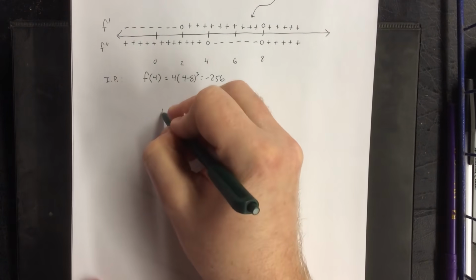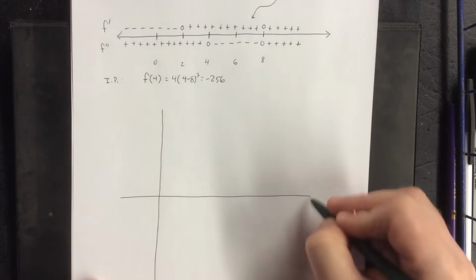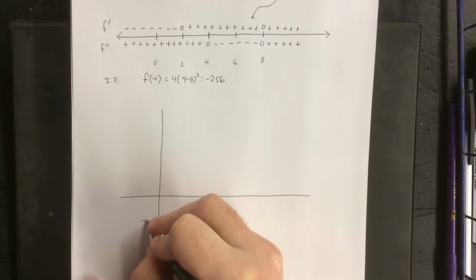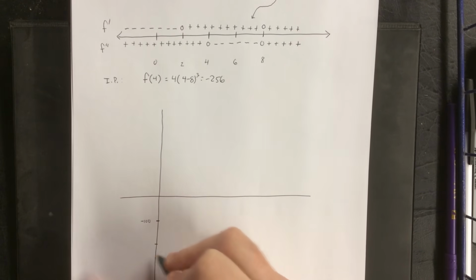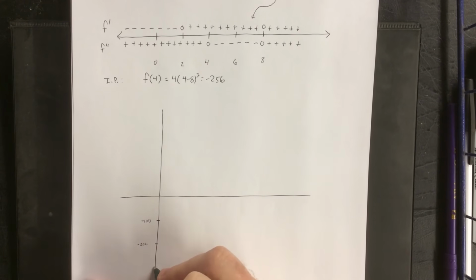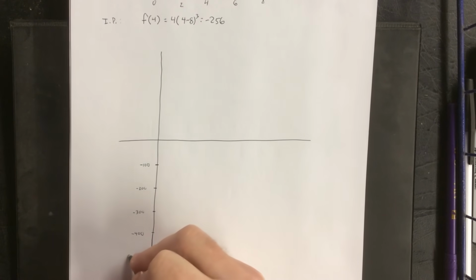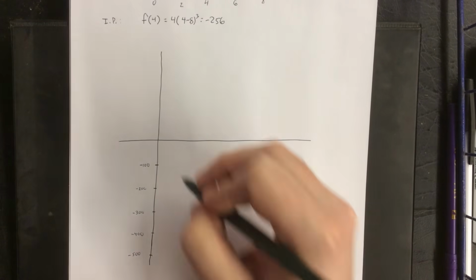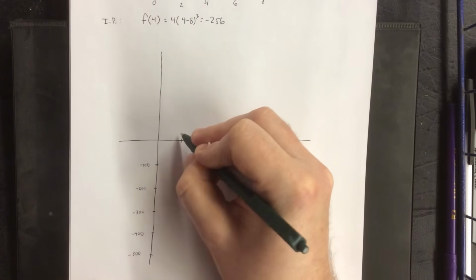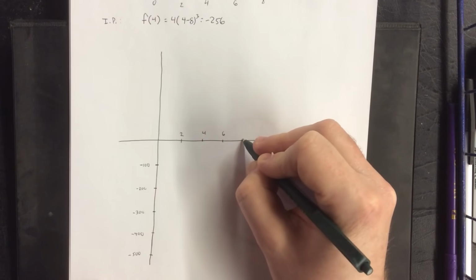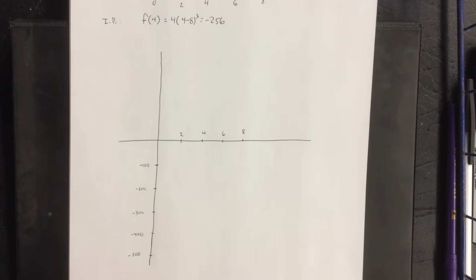So I'm going to take all of this relevant information and see if I can turn it into an actual graph. My y-scale, I'm going to go by hundreds at a time. So 100, negative 200, negative 300, negative 400, and a little more. We'll make sure it goes all the way down to negative 500. My x-scale, I'm going to go up by 2 at a time, just like we did earlier. So 2, 4, 6, 8, and I believe that was all of the really important stuff.